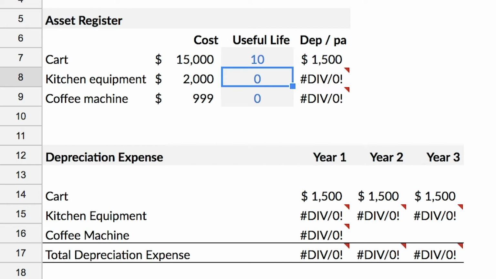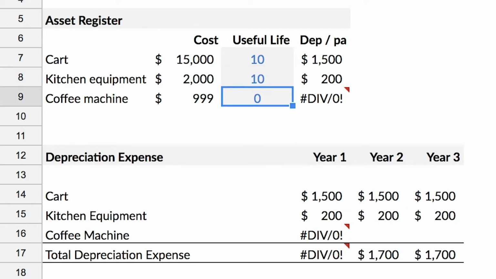Kitchen equipment, let's assume that lasts 10 years as well. And the formula is in there for us as well, but it's the $2,000 divided by the 10 years. Let's assume the coffee machine's only going to last us 5 years. And so that's $200 a year over 5 years. Because we're only modeling for 3 years, all those figures are valid for over 3 years, so we can use that as annual line items.